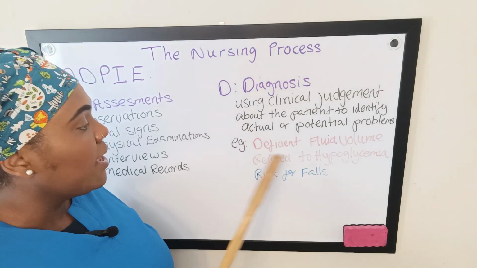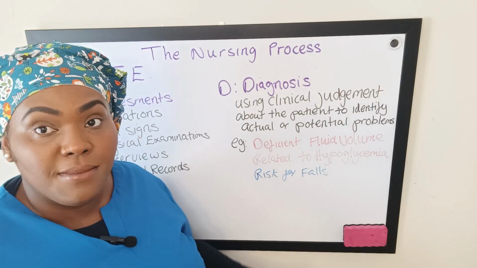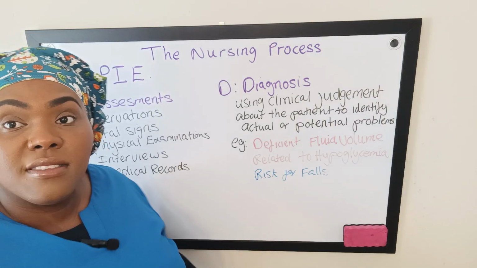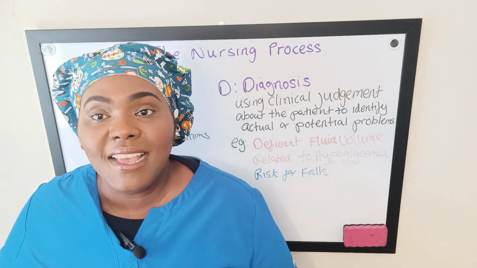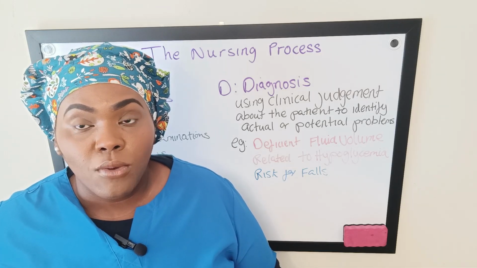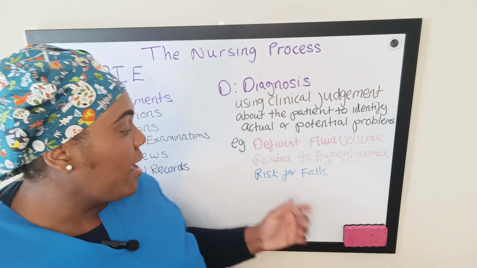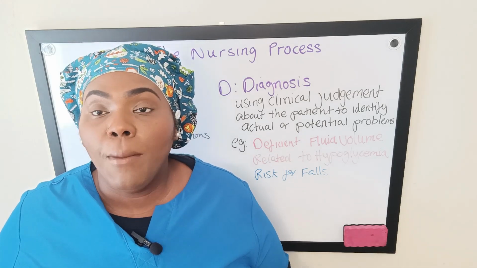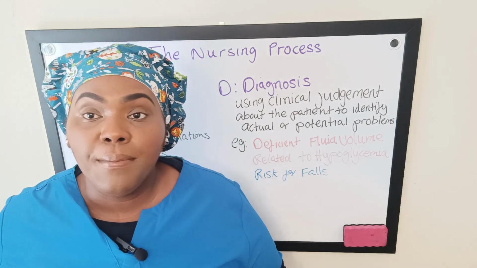So for example, we can say deficient fluid volume related to hypoglycemia, because our patient's blood sugar turned out to be what? 40. Risk for falls, because that patient could fall because they're lightheaded. So based on our assessment, we as the nurse can make a diagnosis on our patient. Okay? So here we have deficient fluid volume related to hypoglycemia, and we have risk for falls. That's just 2 examples of the many nursing diagnoses we could come up with for our patient presenting with this sort of clinical data. Okay? Next step will be planning.